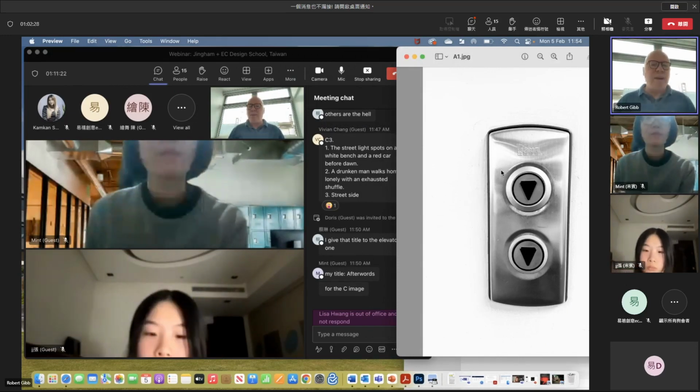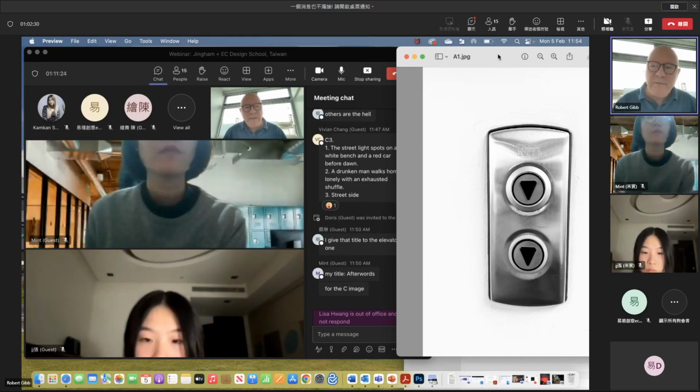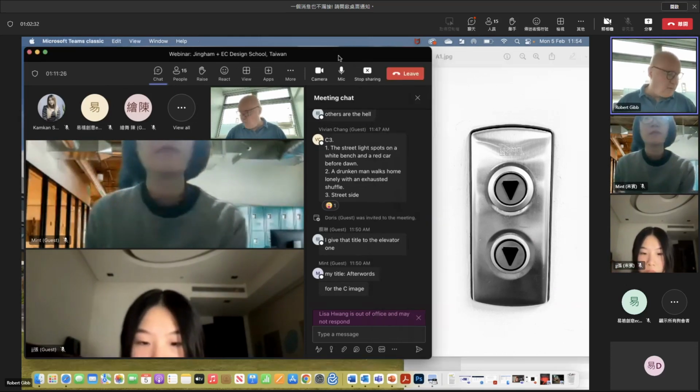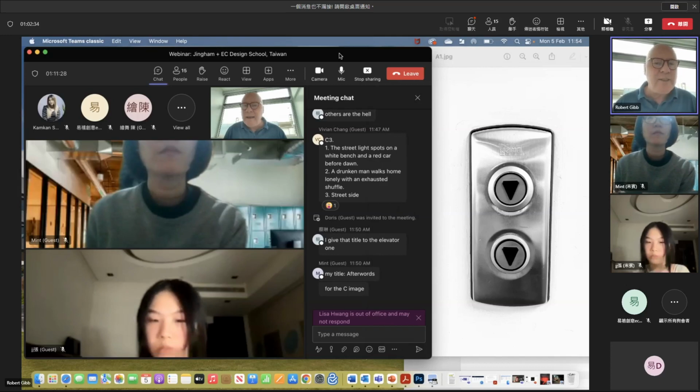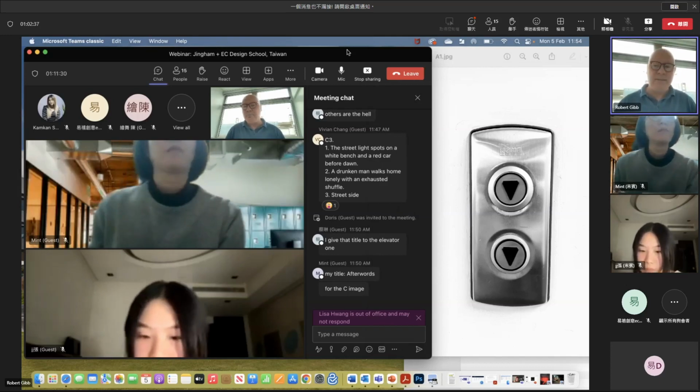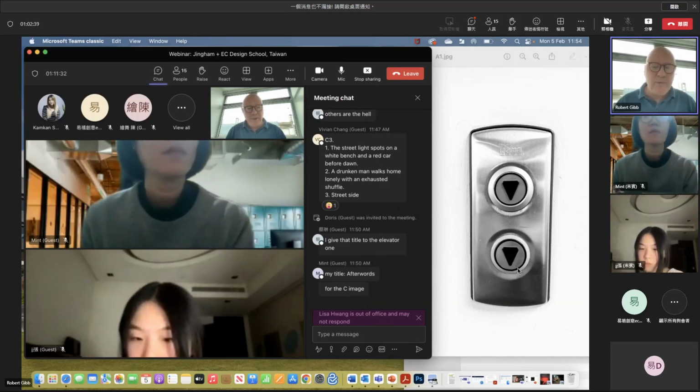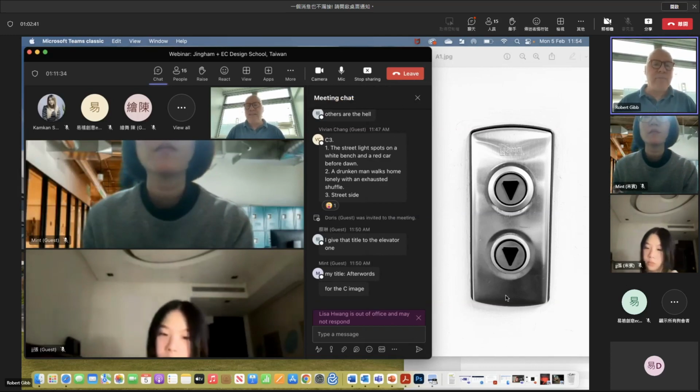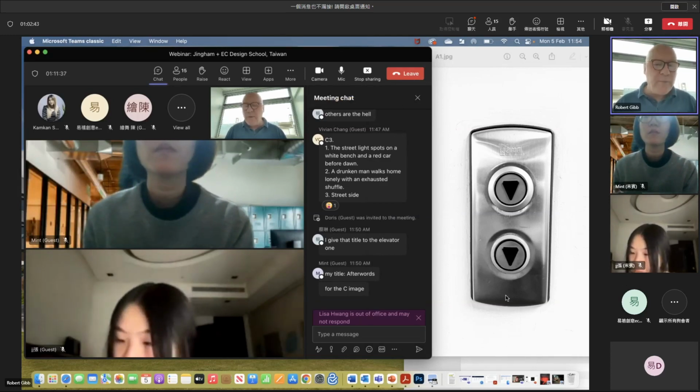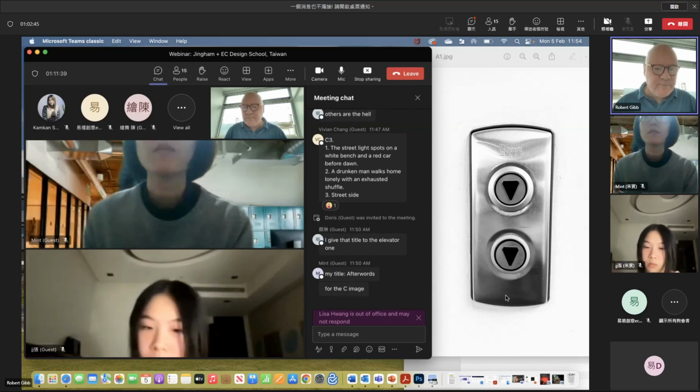Because you have to say what you think it's about. So my interpretation of this would be, one, the description. It's 2 elevator buttons. 1, 2. So 2 elevator buttons. What's wrong with the buttons? You can type into the chat, what is wrong with the buttons?